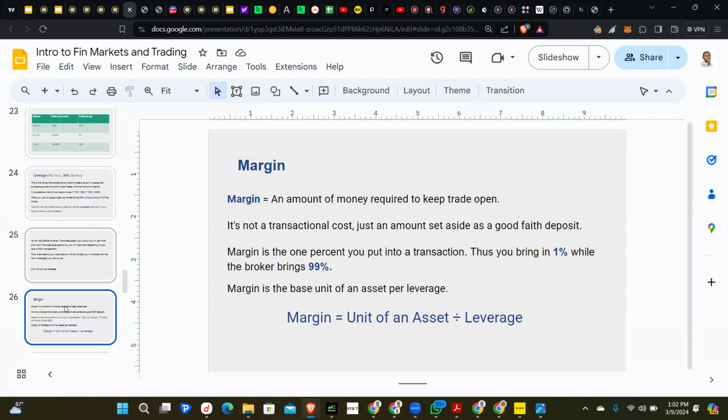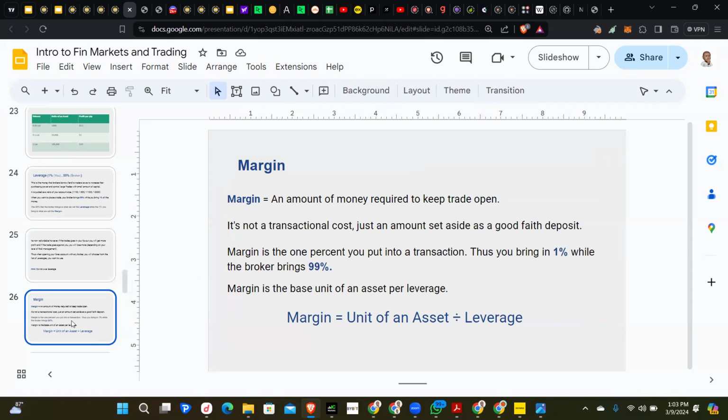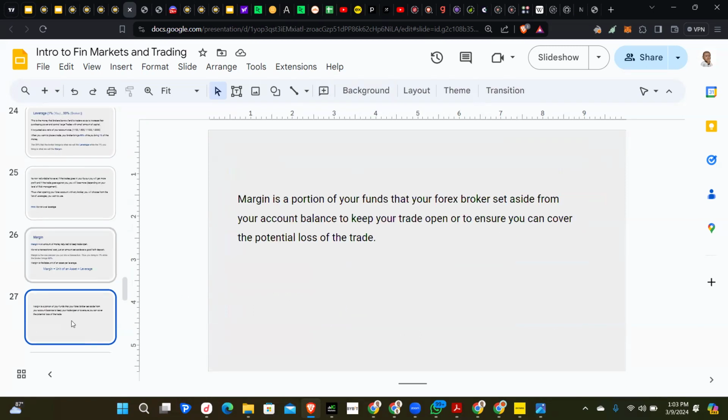So margin is the 1% you put in a transaction, while the broker brings 99%, which is the leverage. Margin is the base unit of an asset per leverage. So for you to calculate the margin, you take the base unit of an asset divided by leverage, and you get the margin. All right, so let's do some margin calculation.